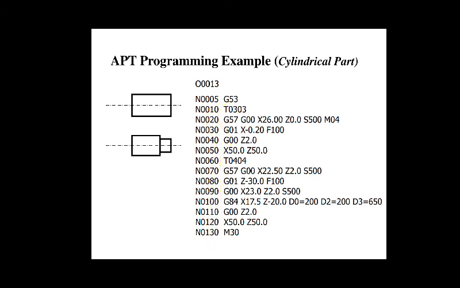So here we are going to stop. In the next lecture we will see the DNC, subroutine, canned cycle, automatic tool changer, and automatic pallet changer. Okay, thank you.